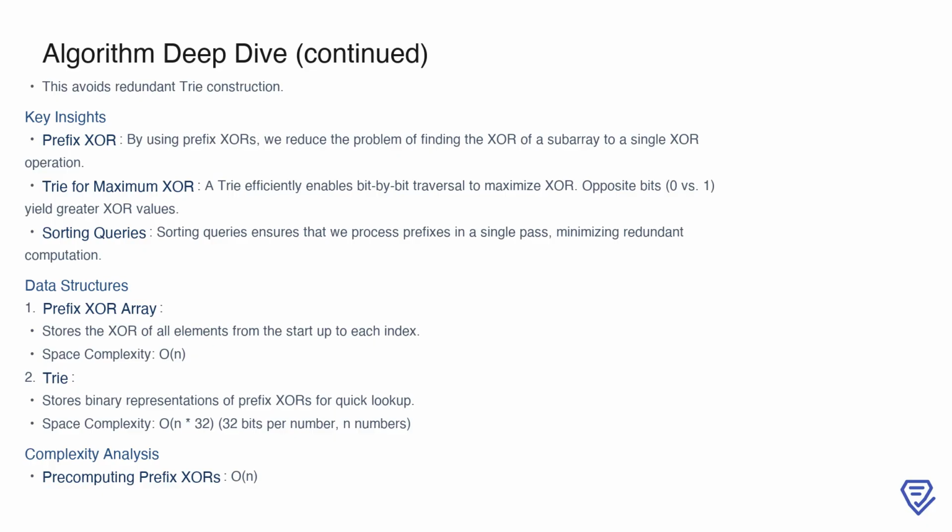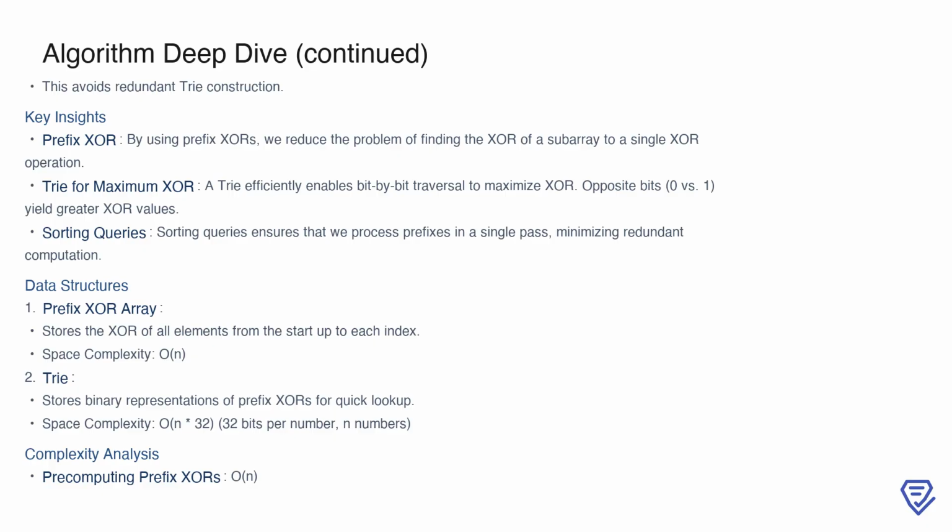Finally, sorting the queries minimizes redundant computations. In terms of data structures, we use a prefix XOR array to store cumulative XORs and a tree for efficient bitwise traversal. The space complexity for the prefix XOR array is O(n), and for the tree, it's O(n * 32), considering 32 bits per number and n numbers in total.